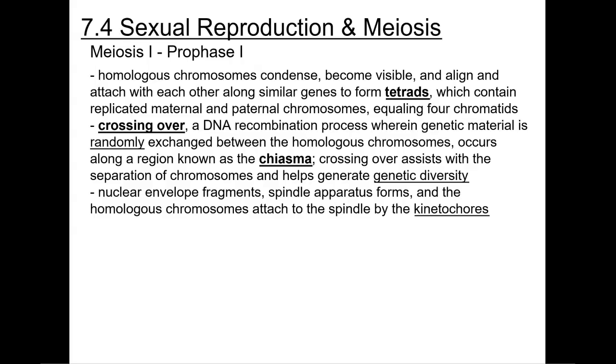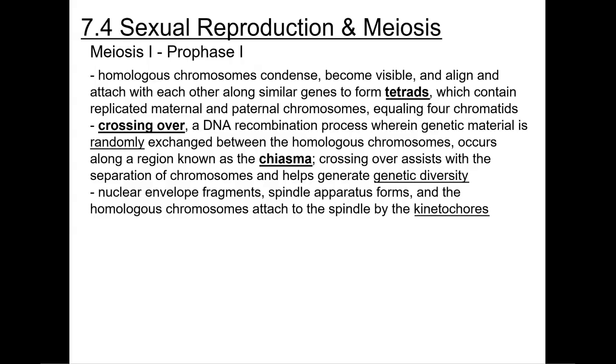These tetrads are going to contain what we know as replicated maternal and paternal chromosomes that are going to equal 4 chromatids. So that's where it gets its name tetra from, 4. During this phase, crossing over can happen. This is going to be very important. You will be asked questions about this. So what crossing over is where these chromosomes line up, both the mother chromosomes and the father chromosomes, and they can actually recombine their DNA or genetic material randomly.